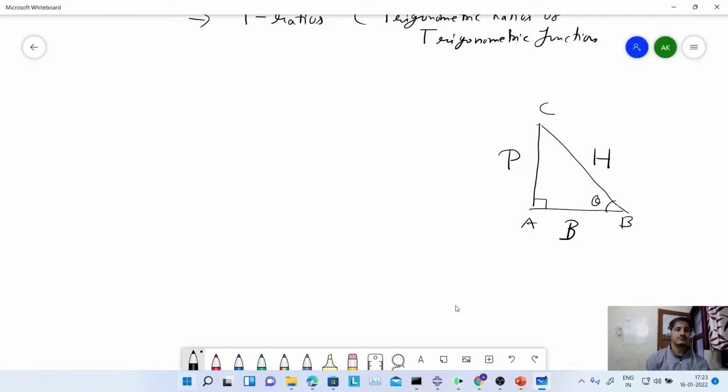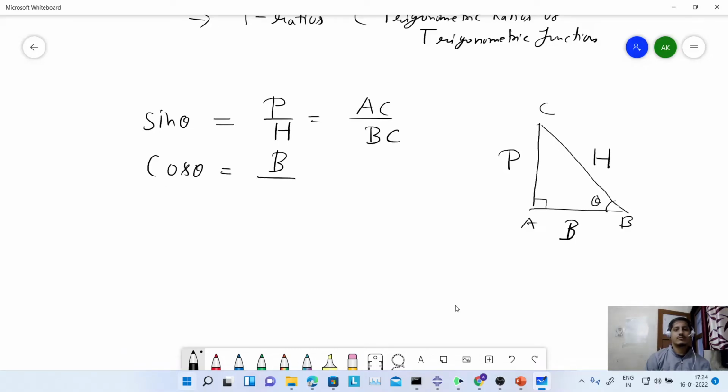So the first trigonometric ratio is sine theta. Sine theta is perpendicular upon hypotenuse, or we can say that perpendicular here is AC and hypotenuse is BC. So this is sine theta. Next is cos theta. This is base upon hypotenuse. This is AB upon BC.